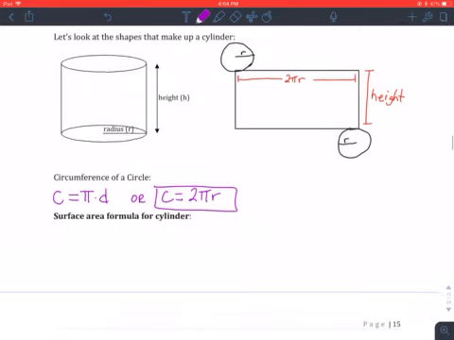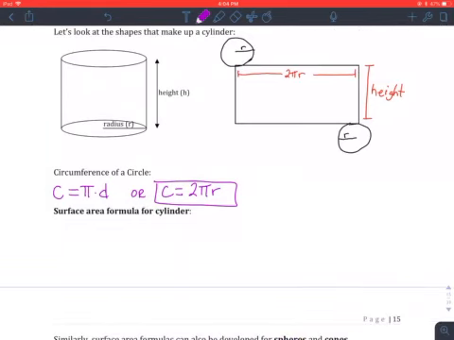Okay, so in order to come up with a surface area formula for my cylinder, I need to remember what the area of a circle is. The area of a circle is pi r squared, but since I have two circles, I'm going to have to double that. So surface area is going to be equal to 2 multiplied by pi multiplied by the radius squared, or r times r.